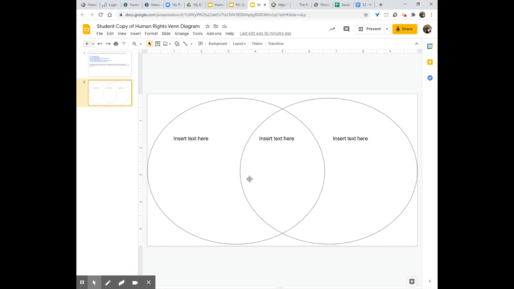Here is your Venn diagram. Everything's already ready to go so that you can type right into it. All right, everything's done and loaded. So you're going to have 3 on the left that are unique to whatever document you have, 3 on the right that are unique to whatever document you've chosen, second document, and 2 things that they share. What is that going to look like when you're done?